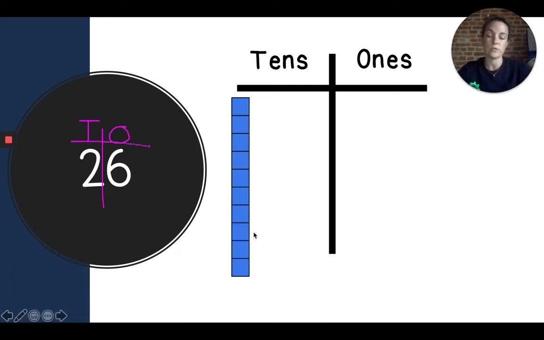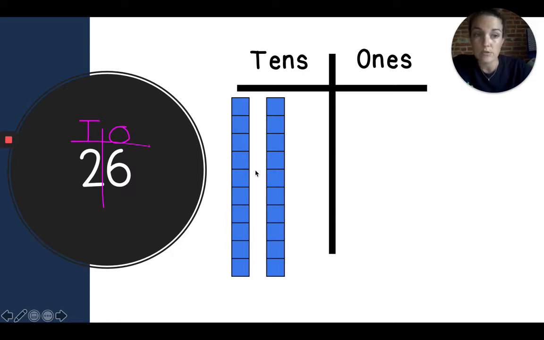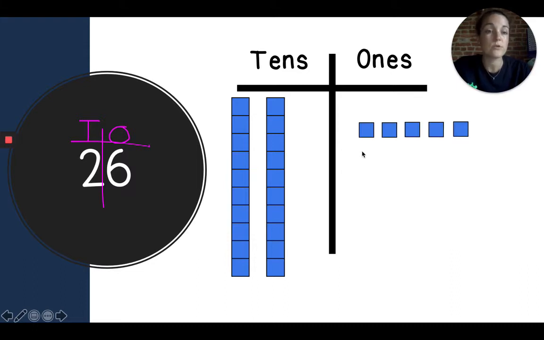All right, well, let's see if I can do it with my base 10 blocks. There's 1 ten, there's another. The value of the tens place is 10, 20. 20, and now I need my ones. 21, 22, 23, 24, 25, 26.